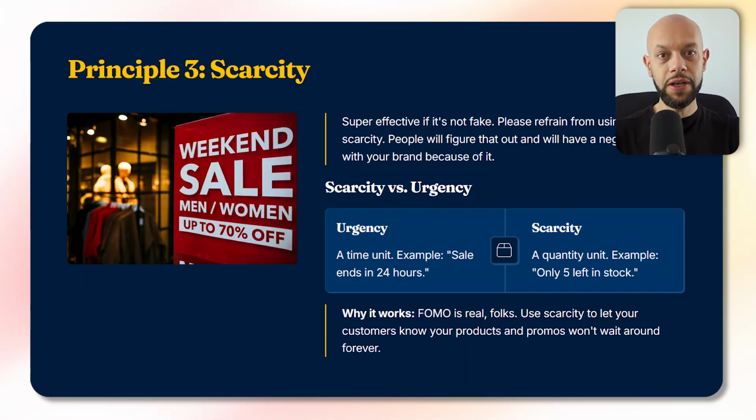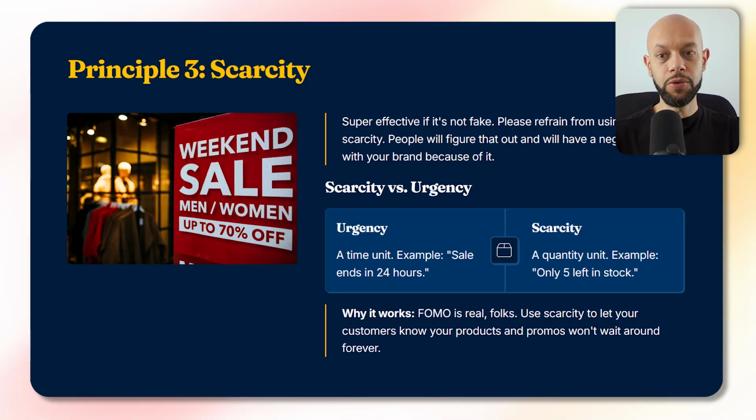So the third one is going to be scarcity, super effective if it's not fake. One thing that I see often in the e-com space is that a lot of brands use fake scarcity or urgency, which actually will hurt your brand long term. So please refrain from using fake scarcity. People will eventually figure it out and they will have a negative affinity with your brand because of it.